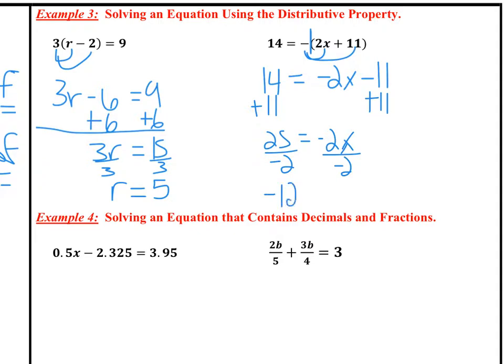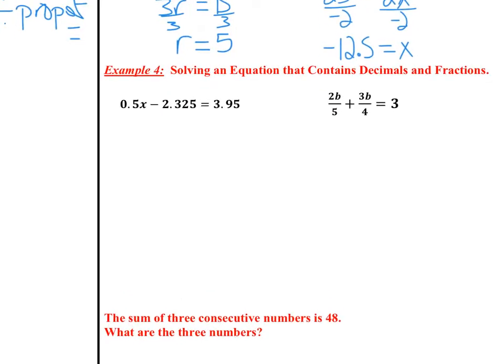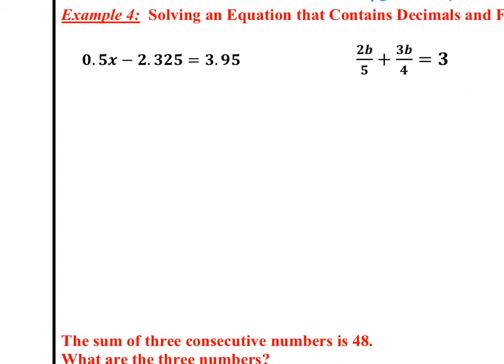So -12.5 equals x, or you could certainly leave it as a fraction of -25/2, which does not simplify to a whole number. All right, next couple have fractions and decimals. We deal with them the same way, they just are a little bit more messy.